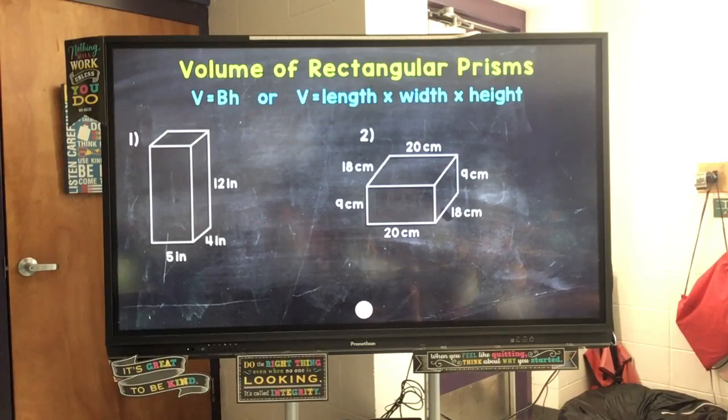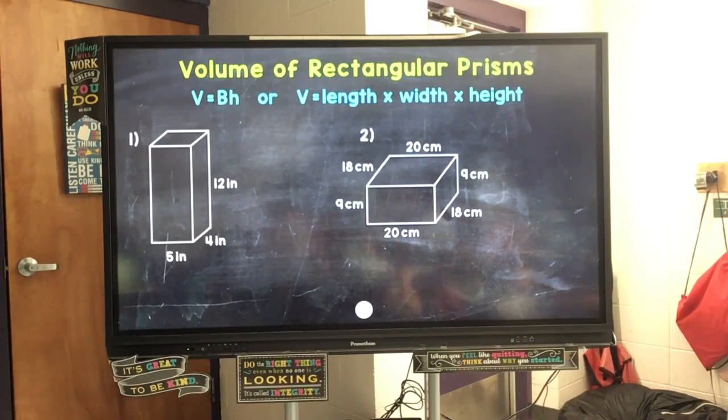But since we're going to specifically be working with rectangular prisms, we know that our base will be a rectangle. The formula for the area of a rectangle, which again is our base, is length times width. So we can use the formula length times width times height for rectangular prisms. So instead of the capital B, we can be more specific and put in length times width.